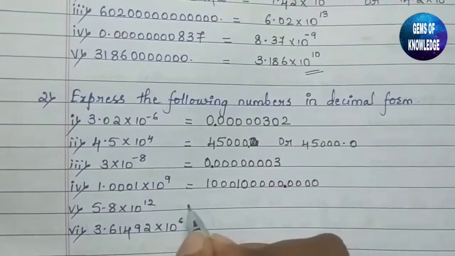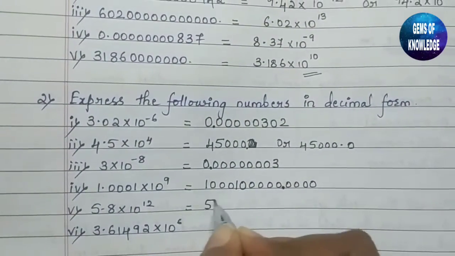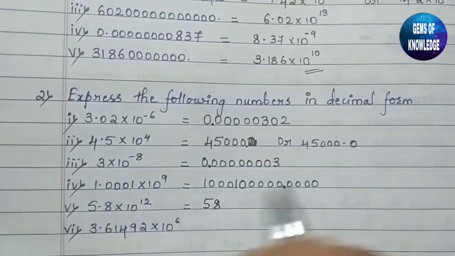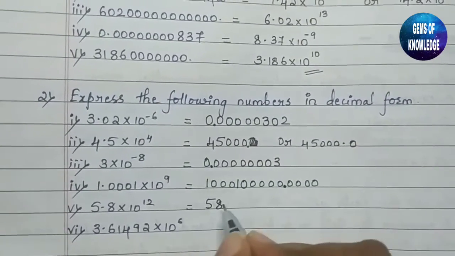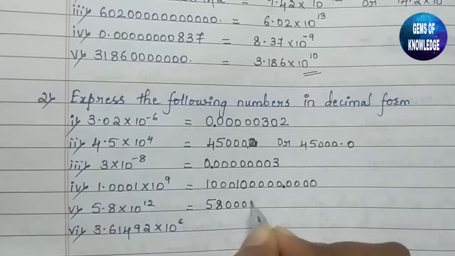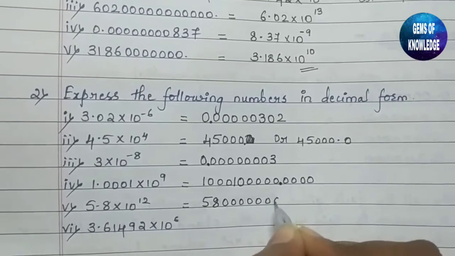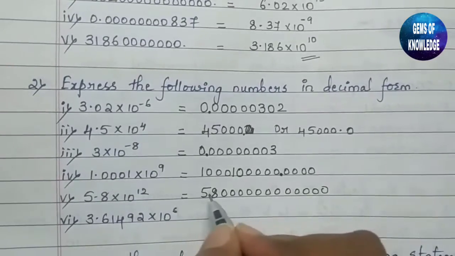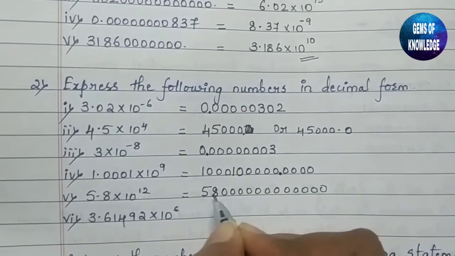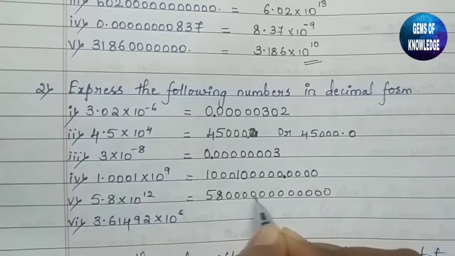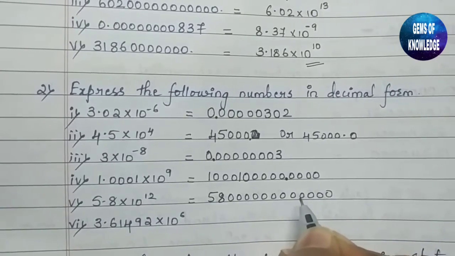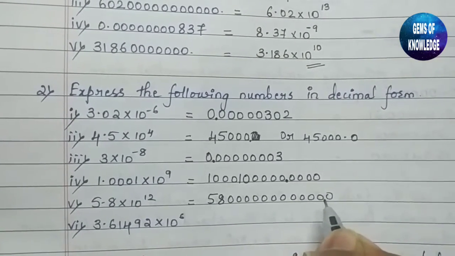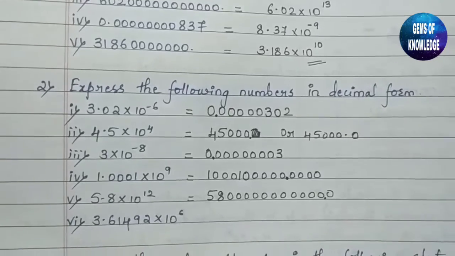Okay, next one. 58, we will write point. Instead of writing point, we need to put here 12 zeros. Okay, 1, 2, 3, 4, 5, 6, 7, 8, 9, 10, 11, 12 zeros. Okay, now the point was here. Let us count 1, 2, 3, 4, 5, 6, 7, 8, 9, 10, 11, 12. So the point will be here.